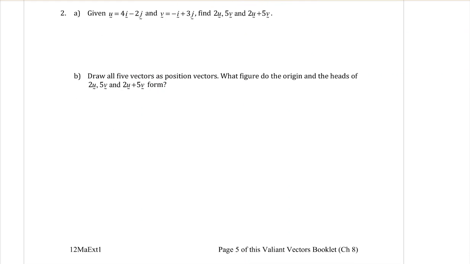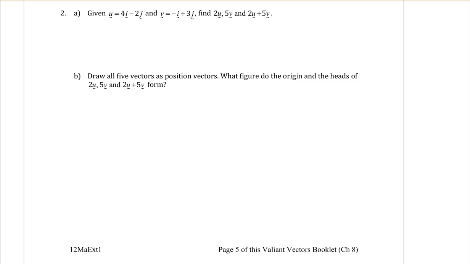All right, moving on, people. I'm going to call it Question 2. Given that u equals 4i minus 2j, and v equals minus i plus 3j, find 2u and 5v, and then 2u plus 5v.